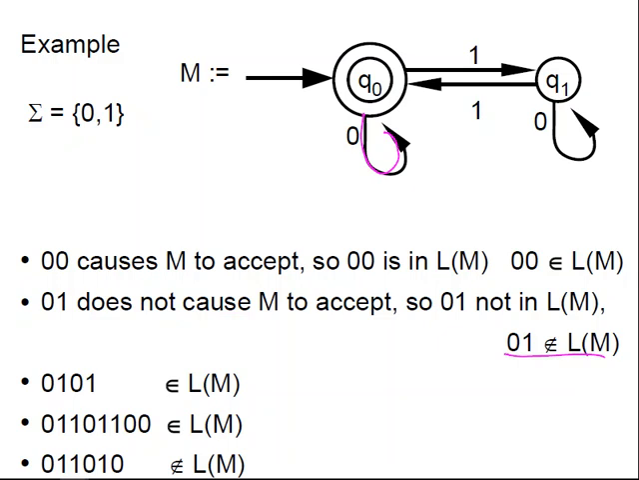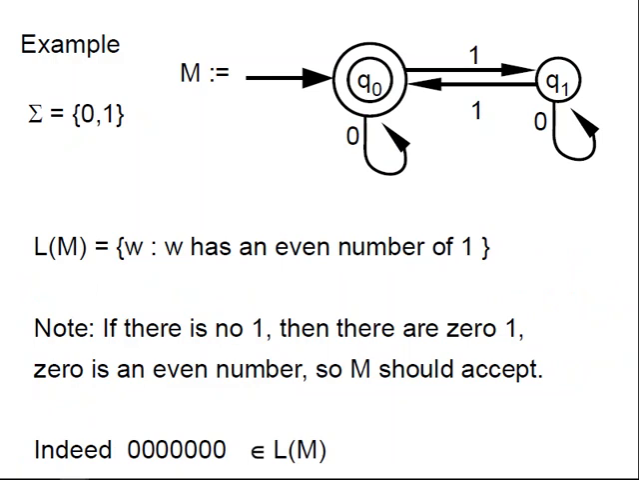Other examples: 0, 1, 0, 1 is in L of M. 0, 1, 1, 0, 1, 1, 0, 0 is in L of M. 0, 1, 1, 0, 1, 0 is not in L of M. So we can ask now, what kinds of strings cause this DFA to accept? If you think about it, the language of M is the strings which have an even number of ones.